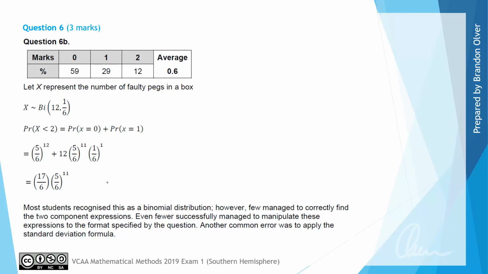The examiner goes on to say that most students recognize this as a binomial distribution. However, few managed to correctly find the two component expressions that were required: the probability that X equals 0 plus the probability that X equals 1, where X was a binomial distribution. Even fewer successfully managed to manipulate these expressions into the format specified by the question. It's really important in exams that you know how to manipulate your expressions to get them into a required format, which is a popular thing for VCAA to ask students to do in these kinds of exams. Another common error that was seen was to apply the standard deviation formula in this question, even though it didn't require it.